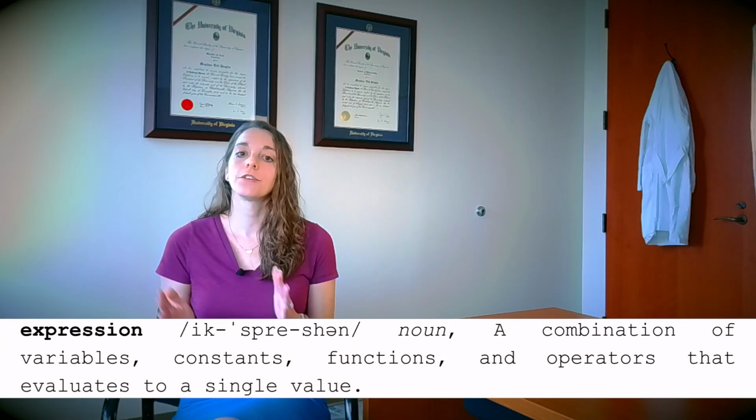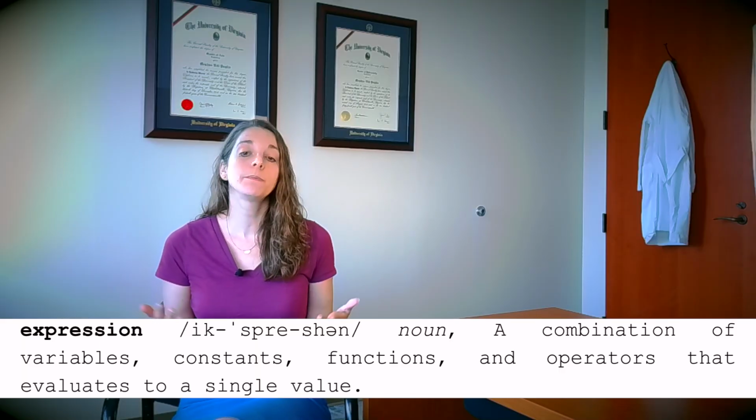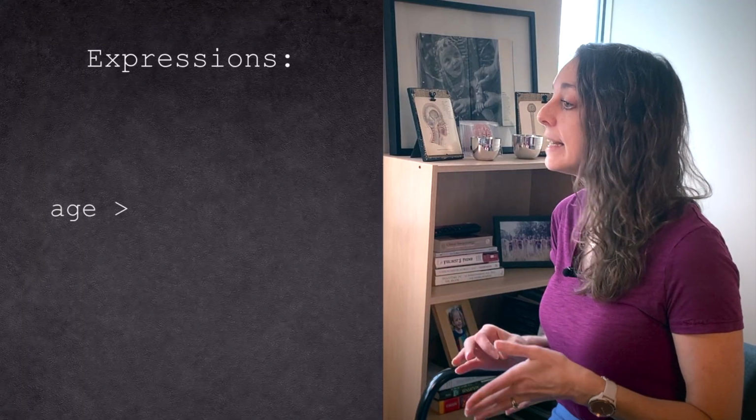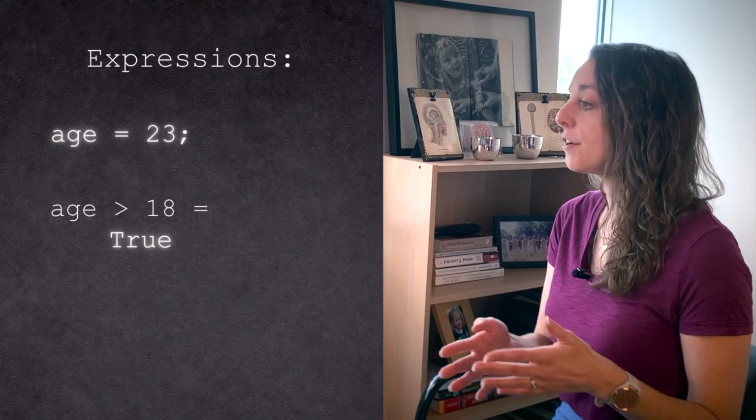And operators are the building blocks of expressions, which are combinations of variables, values, and operators that can be evaluated to produce a result. For example, the expression age greater than or equal to 18 evaluates to true if the value stored in the age variable is greater than 18.